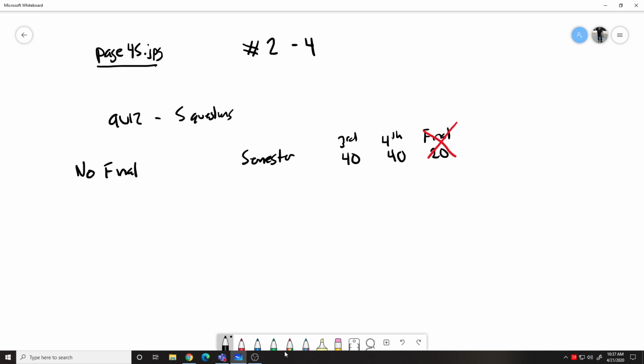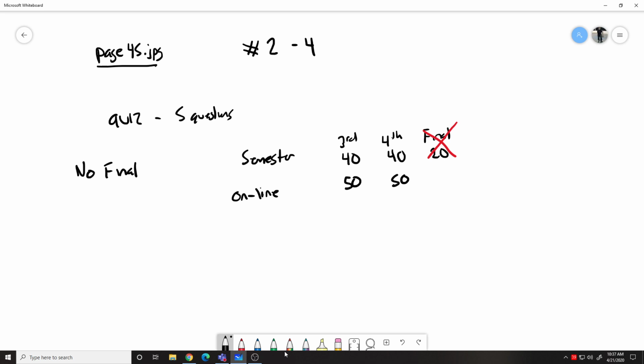So instead, it's now going to be weighted like this. What's happening with our online school is this: it's now going to be weighted 50-50. So there's no final, but everything that you do online is going to be worth 50% of your semester grade.